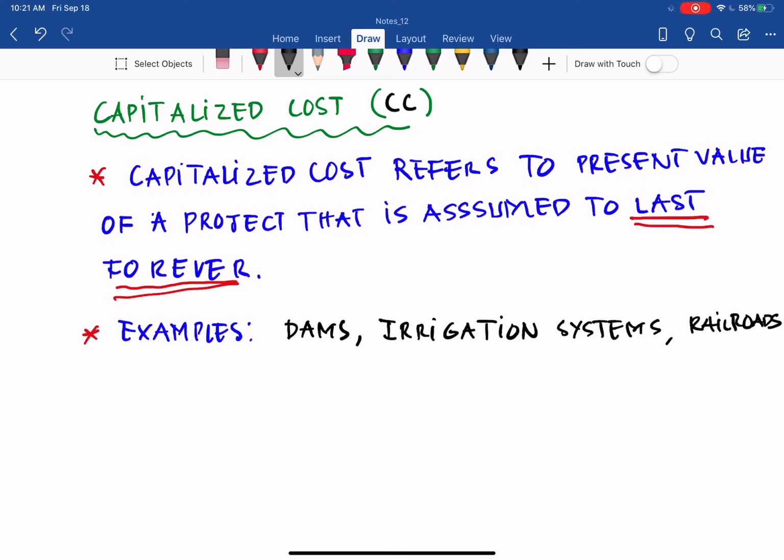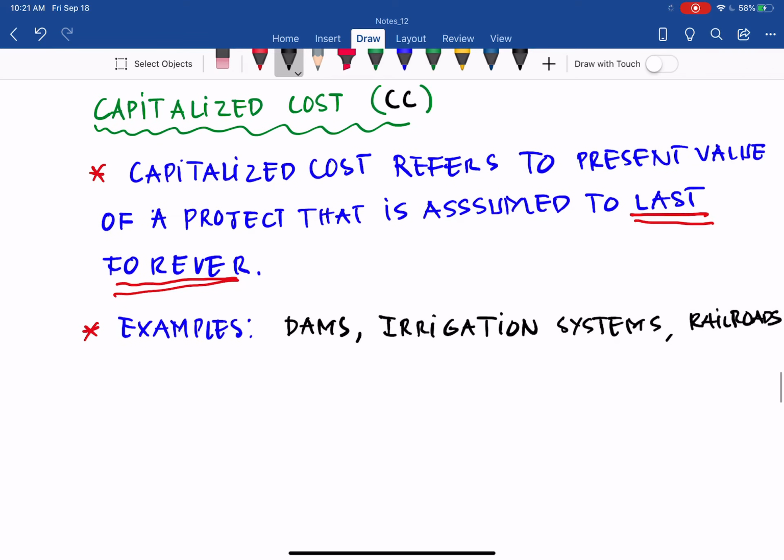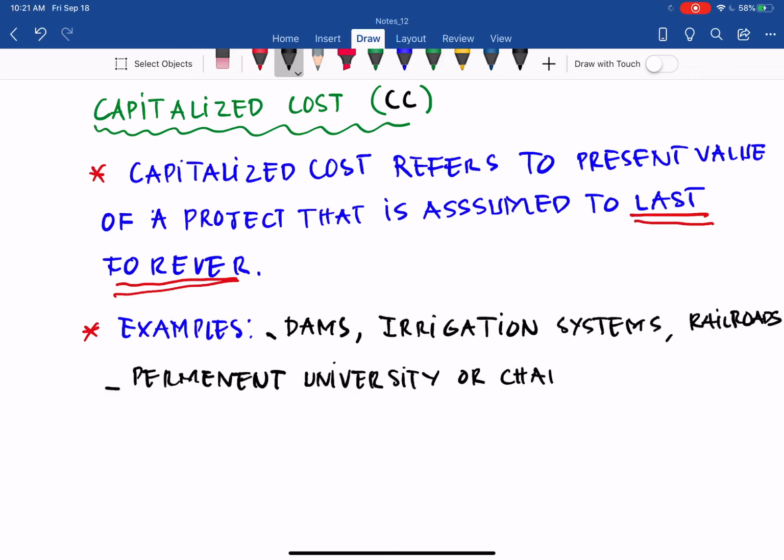You can also see the permanent university or charitable organization endowment. You have a named fund or an endowment, a scholarship that lasts forever to ensure the name is still there. We also use the concept of capitalized cost for that. Philanthropists endow money to a university, for example. You want that to last forever so that their name is still there, so they are happy to keep donating. So another example is a permanent university or charitable organization endowment.